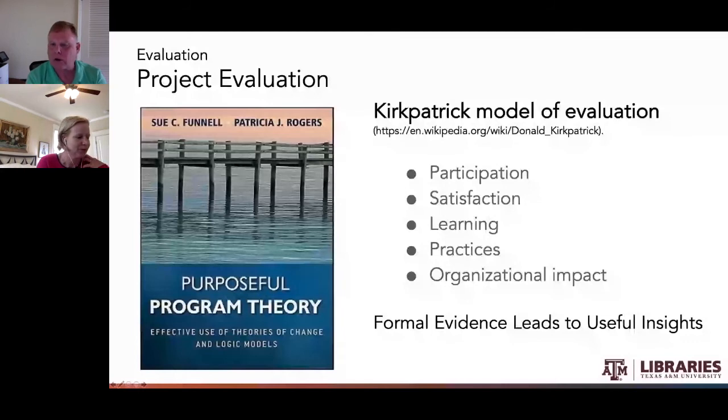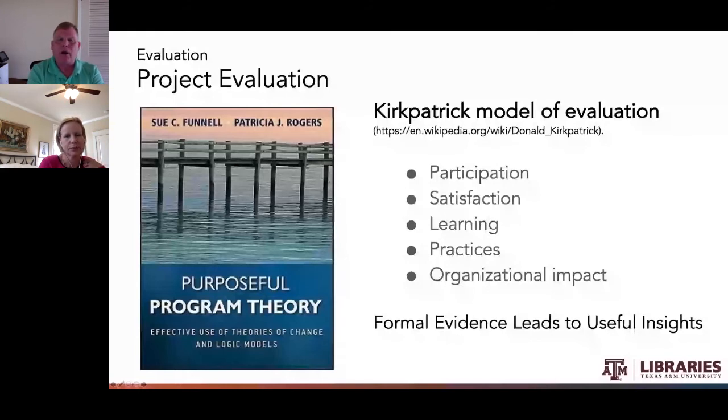Our users, our stakeholders, our campus and community members, are they satisfied? Are they using the system? Is our system enabling them to do new things that benefit their career and enhance the impact of their work around campus? And are we having an organizational impact?